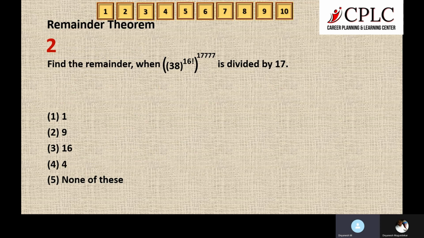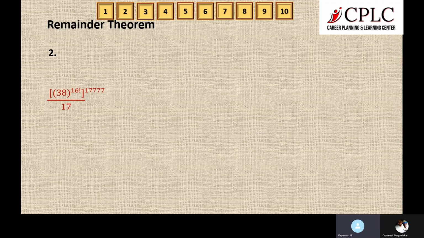Second one, scary looking question. Find the remainder when 38 raised to (16 factorial) raised to 1777 is divided by 17. So let's first get rid of the scary power. Let that be m. So now your question is a little better looking at least. 38 raised to m divided by 17.